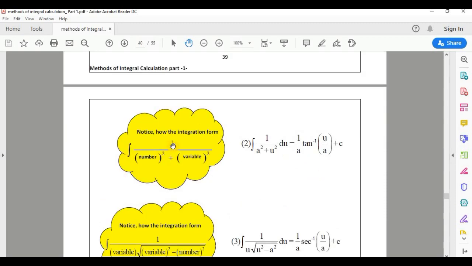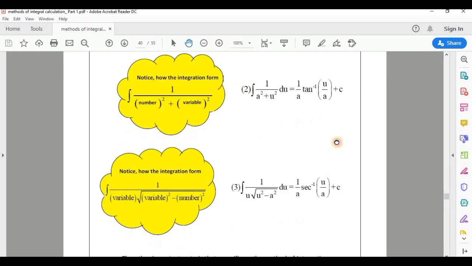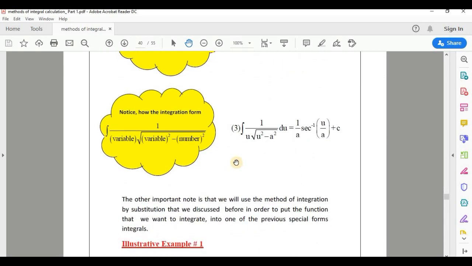We have the integral of 1 divided by a number to the power 2 plus a variable to the power 2. If I see any integral in this form, the result will be directly inverse tan. And don't forget 1 divided by a, multiplied by inverse tan, and for the angle it will be u divided by a, plus the constant. For the third integral, how does it look?